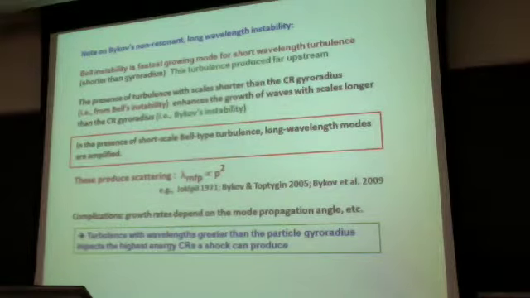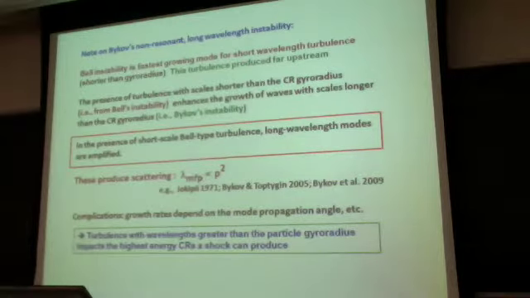Bell's instability is the fastest growing mode for short wavelength turbulence, shorter than the gyro radius. So you have these high energy cosmic rays with a large gyro radius, and the background magnetic field, which is almost uniform. As they gyrate through this background magnetic turbulence, the current produces these short wave turbulence. That's what Bell discovered with his instability. So Bell's instability produces waves with scales shorter than the particle gyro radius.